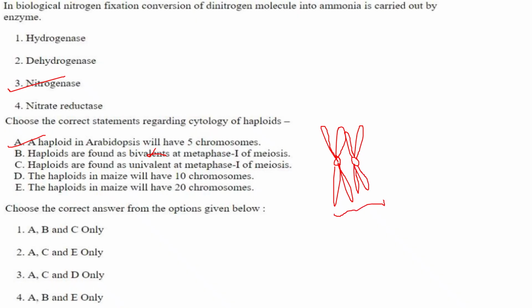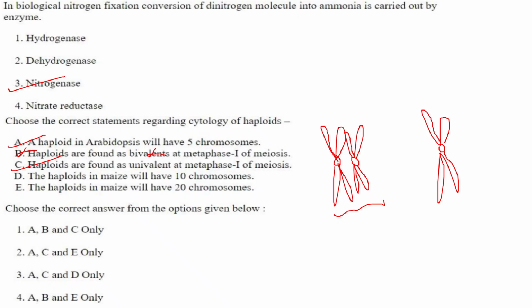In haploids, will you ever find bivalent? It has only one set of chromosomes, so only one will be there. Where is the other pair from the maternal or paternal plant providing the homologous chromosome to form bivalent? No, it will not be found. So haploids are found as bivalent at metaphase 1 of meiosis is not correct. Haploids are found as univalent at metaphase 1 of meiosis, that is correct.